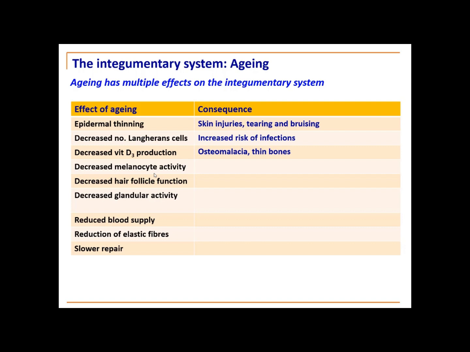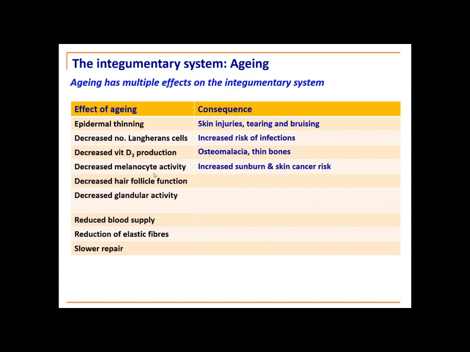Decreased melanocyte activity. Well, remember, of course, melanin, if you've got decreased melanocyte activity, you've got a decreased amount of melanin being produced, and melanin is protective and it helps to absorb harmful UV rays. So this leads to an increase in your risk of sunburn and an increase in your risk of skin cancer. Interestingly, in some areas, melanocyte activity actually increases, and that can lead to dark spots on the skin.